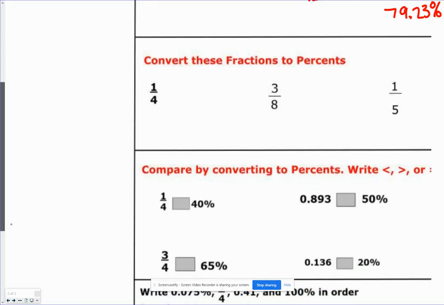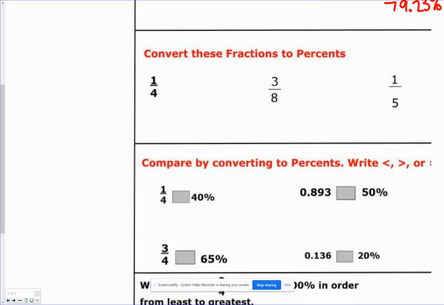Moving on. Convert these fractions to percent. So we have to convert this fraction all the way to a percent. So we're going to make a pit stop at the decimal. So we're going to convert them to a decimal first. So how did we convert fractions to decimals? We divided 1 divided by 4. So go ahead, pause the video, try these, see if you can get them.